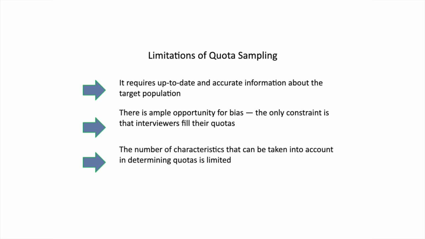The limitations of a quota sample are that you need accurate and up-to-date information about the population that you're studying. There's ample opportunity for bias. The only constraint is that a firm fills their quotas. That's it. And then for stratification, the number of quotas that you can take into account needs to be pretty limited. Otherwise it gets super unwieldy super quickly.